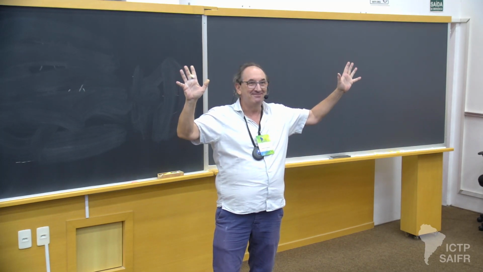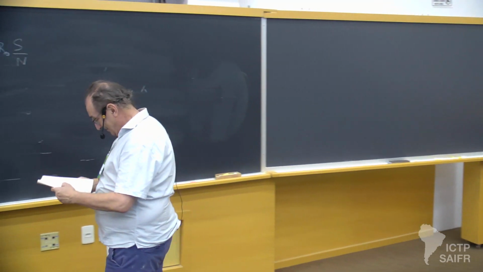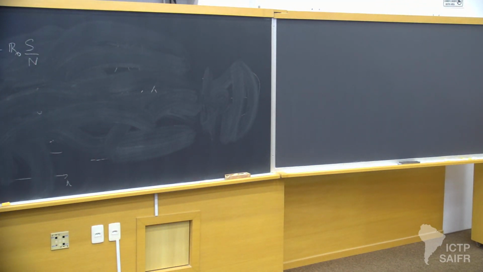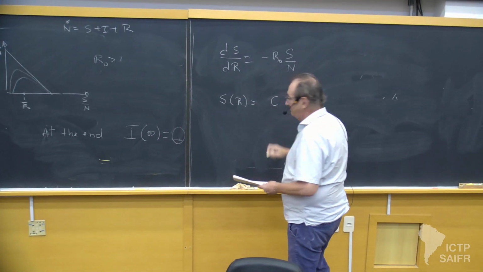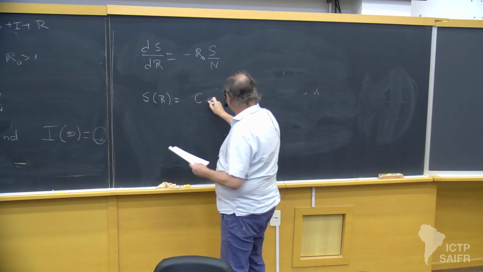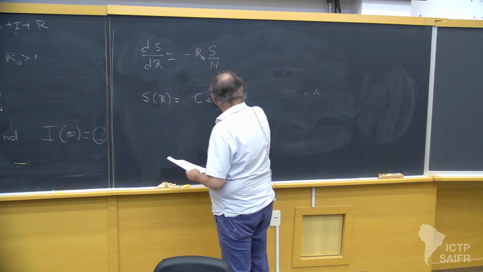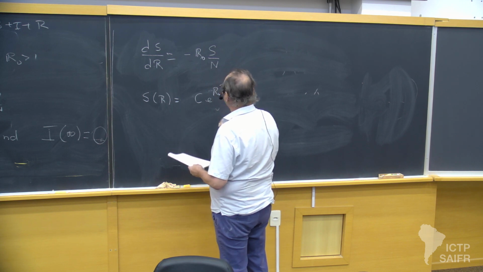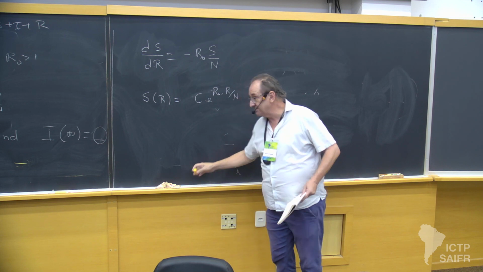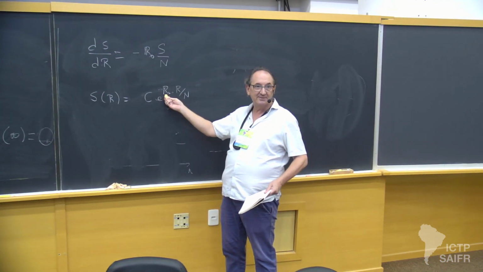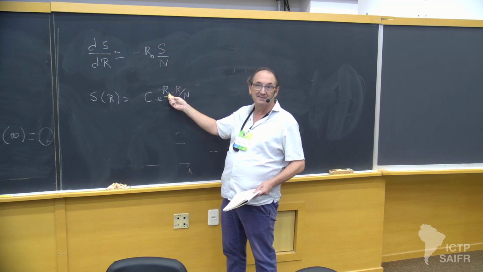Miracle. We can solve the equation. So S as a function of R is equal to some constant, e to minus R0 by R over n. Pay attention, I use this different symbol for R0, not to confuse with this R. This R is the number for recovered. This one is the basic reproductive number.